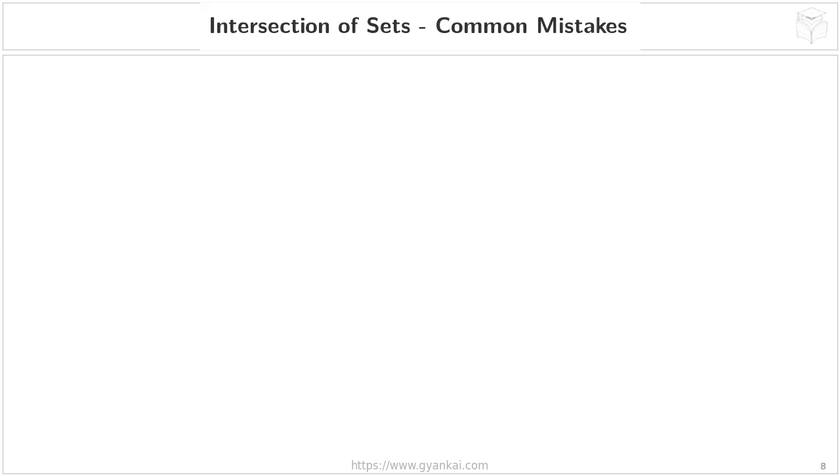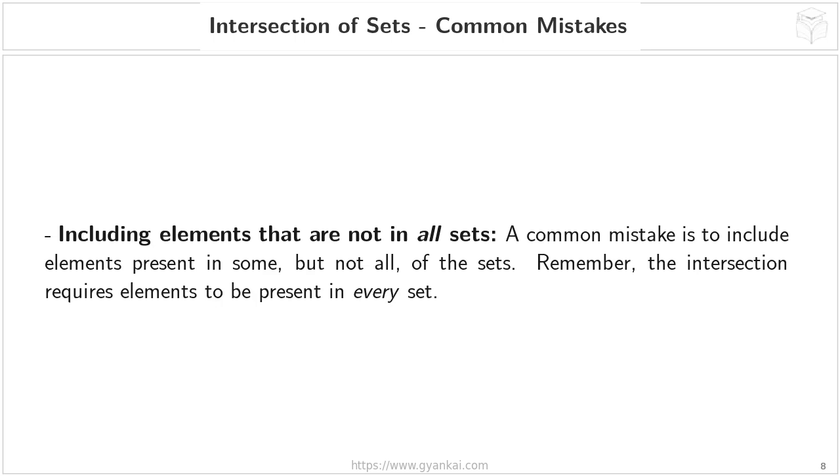Intersection of sets, common mistakes. First, a very frequent error is including elements that are not in all sets. Now, remember from our earlier discussion, the intersection, and I'm referring to finding A intersection B, means we're looking for the elements that are present in every single set we're considering. So, if an element appears in only some of the sets, but not all of them, it absolutely cannot be included in the intersection. It's a strict requirement.